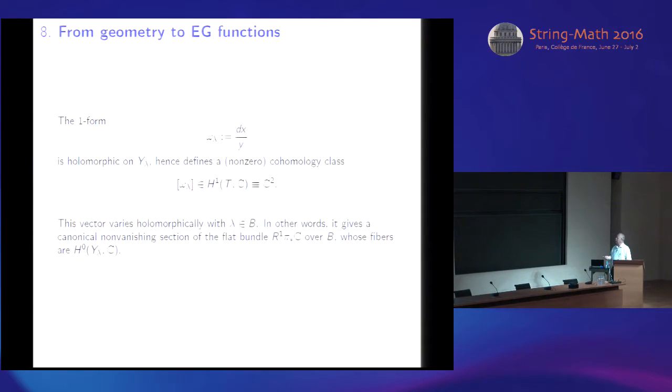The one form is dx over y in the previous equation, and this is holomorphic on Y lambda when lambda is not equal to 0 and 1, and this defines a cohomology class here. So this vector, of course, changes holomorphically when lambda belongs to B. And it gives a canonical non-vanishing section of the flat bundle over B, whose fiber is H1 of Y lambda, C.